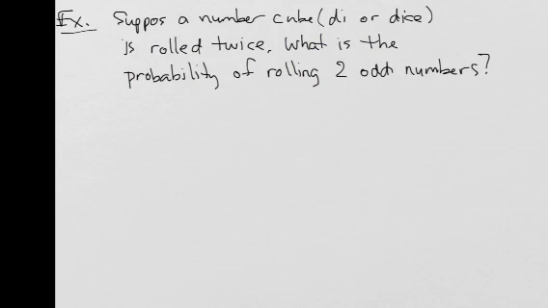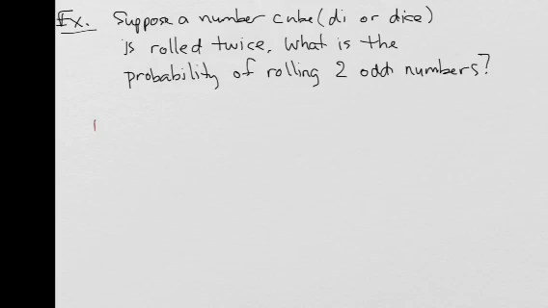So let's do one of each. Let's say I can spell properly. And suppose a number cube, which is a die if it's 1, or dice means plural. That would be 2 or more. But again, a number cube. So I'm going to assume that it's got 6 numbers on it. It's rolled twice. What's the probability of rolling 2 odd numbers?